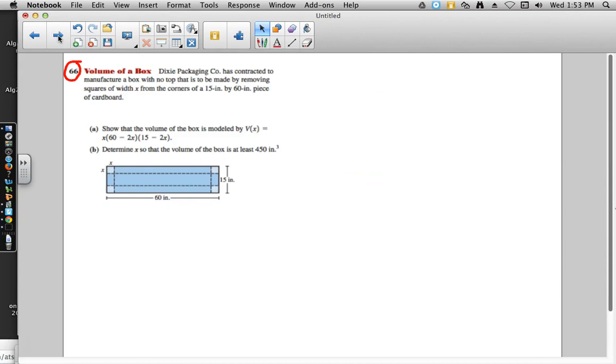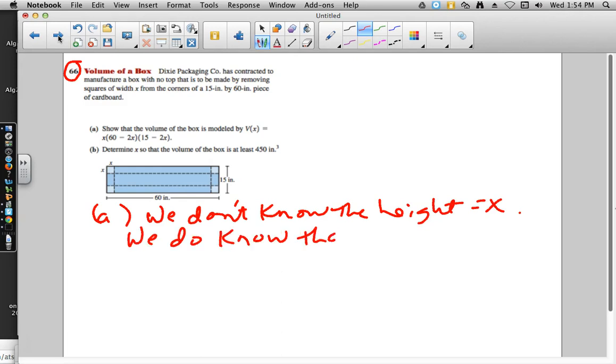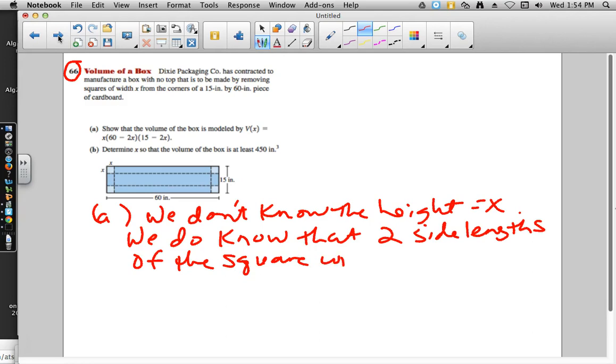Next up, box problem. Dixie Packaging Company has contracted to manufacture a box with no top that it is to be made by removing squares of width W from the corners of a 15-inch by 60-inch piece of cardboard. A says, show that the volume of the box is modeled by, and then they give us the formula. And we are supposed to explain why it's working that way. Well, it's because we don't know the height. That's why that equals x. We do know that 2 side lengths of the square will be cut out of the length and the width.